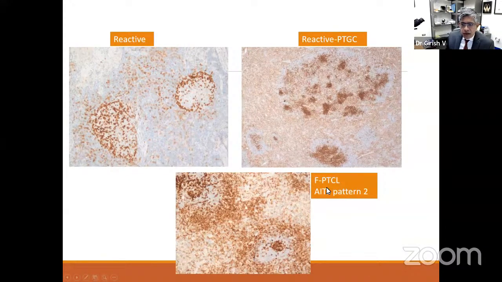And this is your AITL pattern 2 that Attygalle described wonderfully, from the Isaacson group. And there is this corona of PD1s around the follicles. And these are the reactive PD1s inside the follicles with the bright PD1. That's your classic pattern 2 AITL. I don't know if you'd call it AITL, rather follicular T-cell lymphomas.